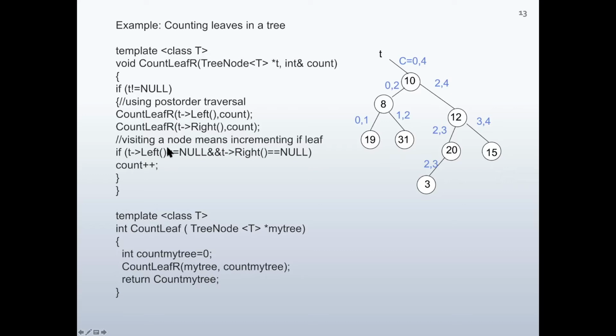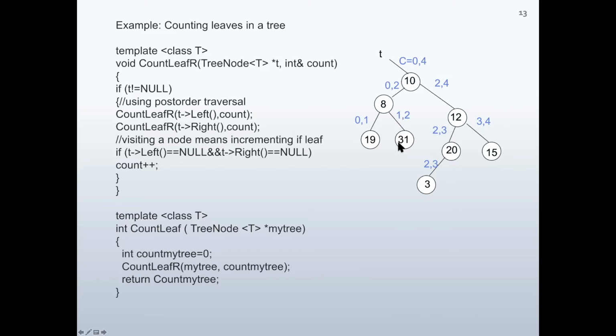And then comes visiting the node. This is checking if the left link and right link are null. So it is the case, and the value of count is incremented. Count becomes 1. It was 0 when we visited this node, and it becomes 1. Then we go to the parent node, and the right subtree should be traversed. When it is traversed, the value of count is 1.